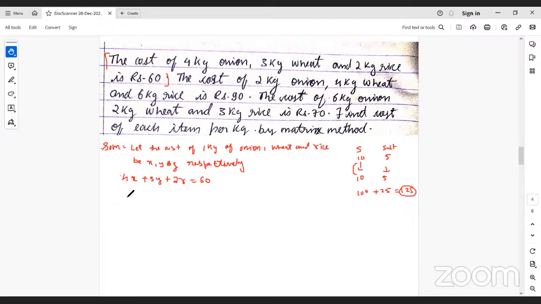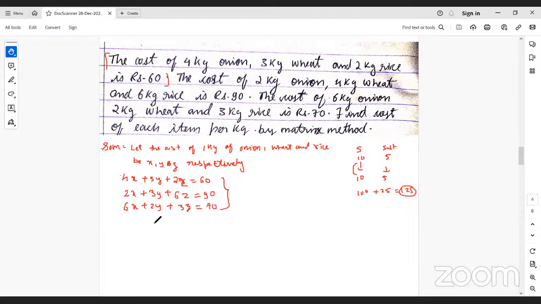Similarly, the cost of 2 kg onion, 4 kg wheat, and 6 kg rice. Okay, so 2 kg onion, next 3 kg wheat, and this is Z, and then 6 kg of rice. Again, it will be equal to 90. Similarly, the cost of now last equation. See, here we have 6x plus 2y, and 3z is equal to what? 70. Okay, so these are the three equations.